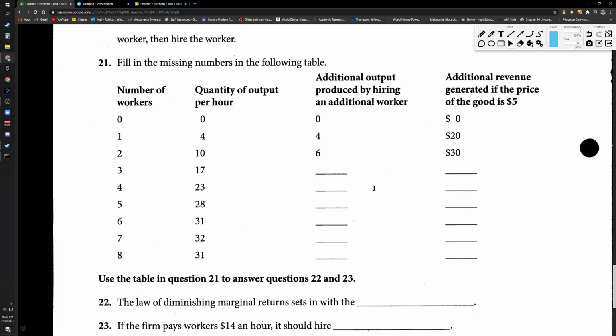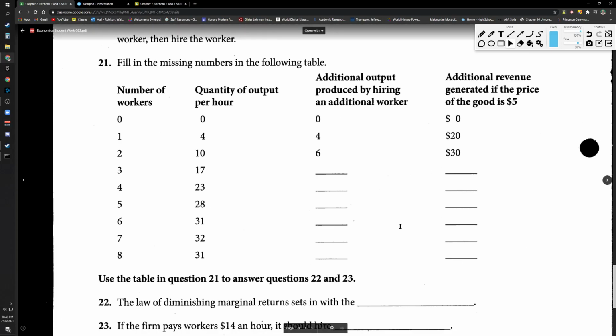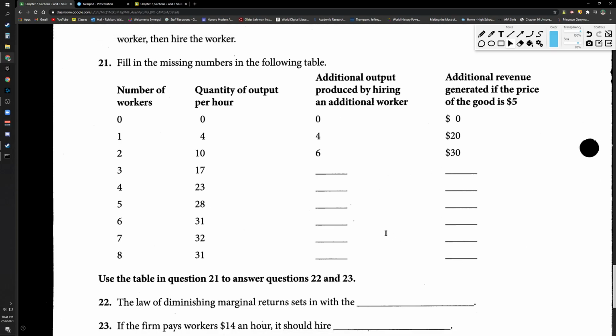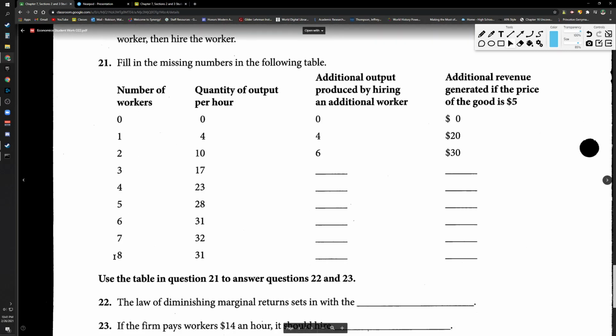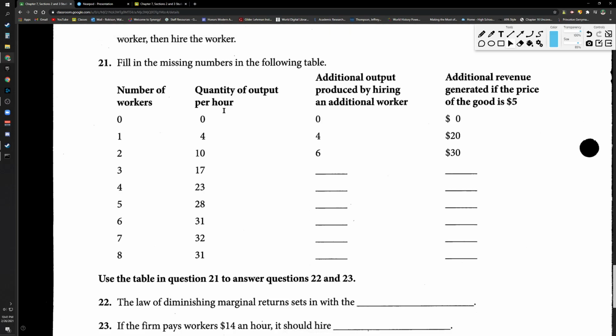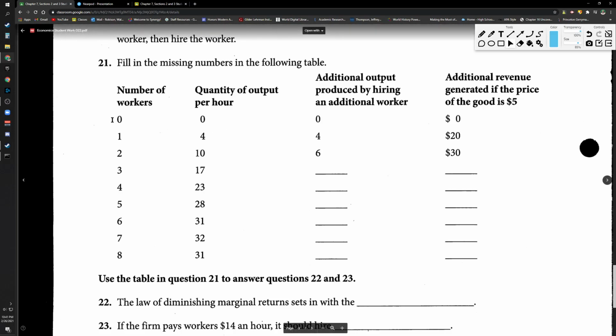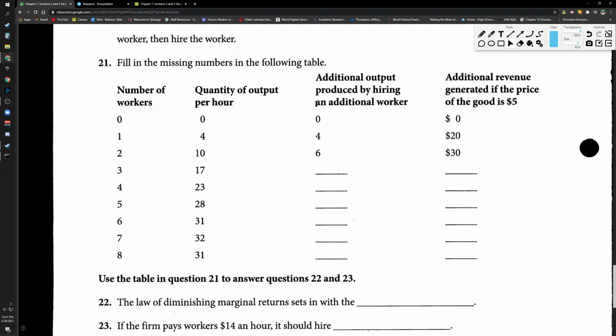And then when we come down here, this was based on the AC/DC video we watched, but see, we've got the number of workers, 0 through 8. We've got the quantity of output per hour, like how many the people are able to produce. So when there's no workers, there's no output. When there's one worker, there's 4. When there's 2, there's 8. Okay. So now we're going to look at additional output produced by hiring an additional worker.